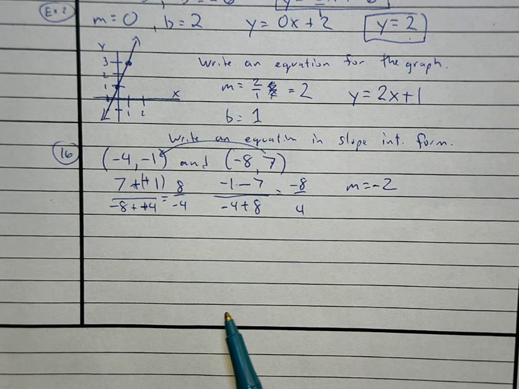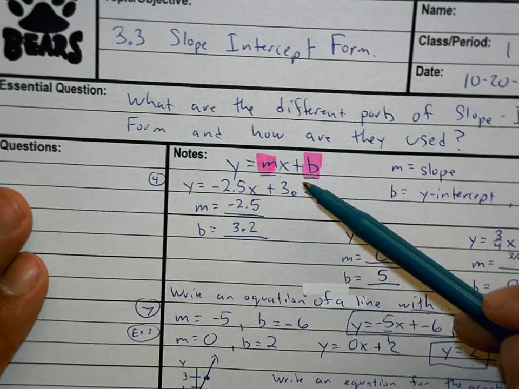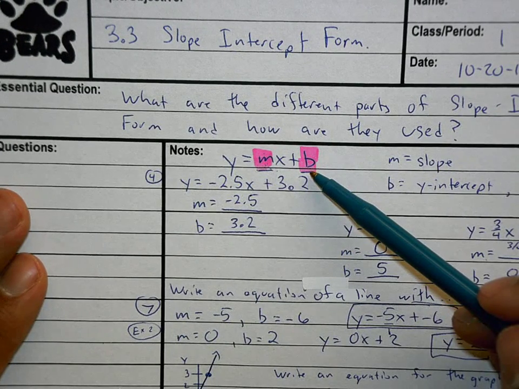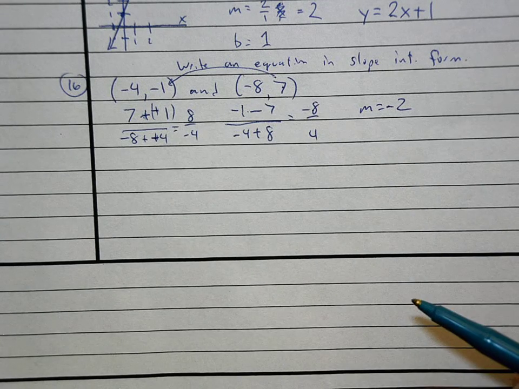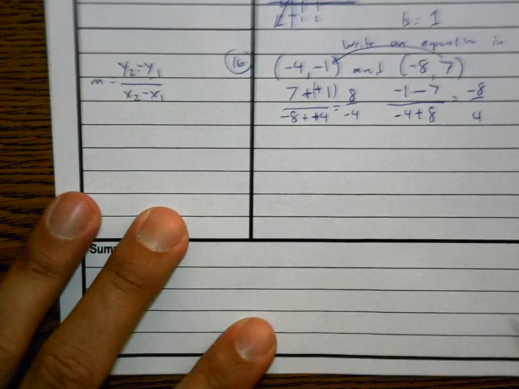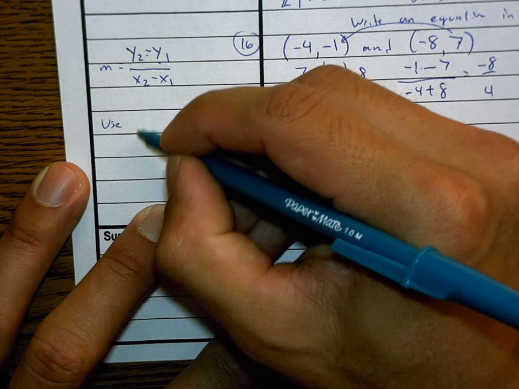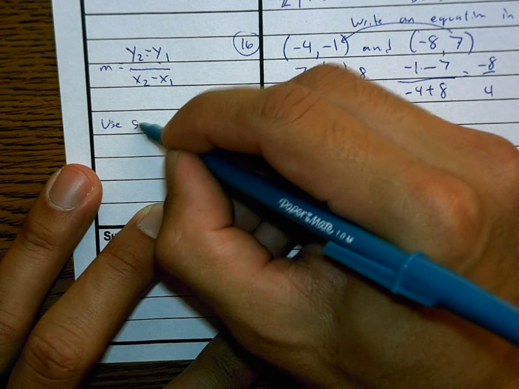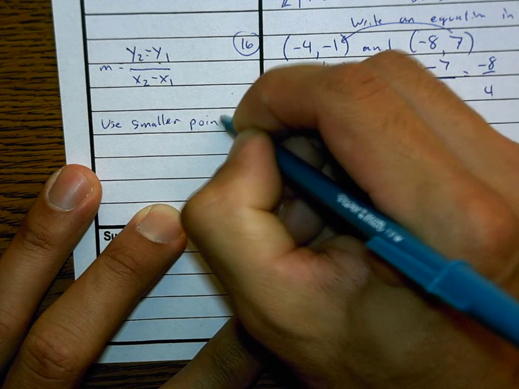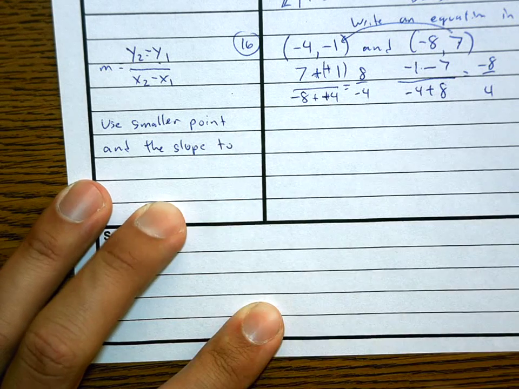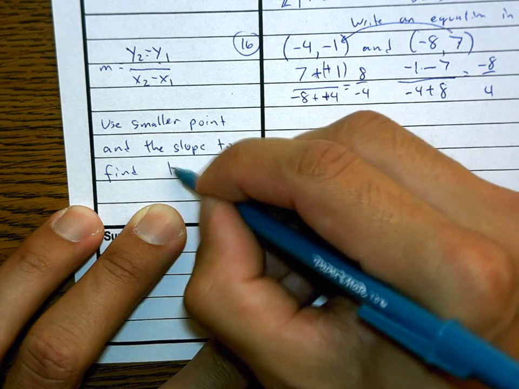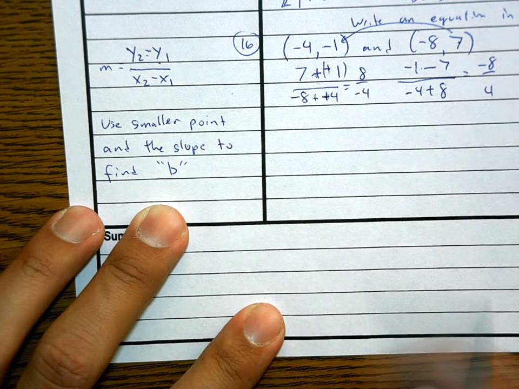No. So we have half of what we need. We have to have two things. We have to have the m and we have to have a b. If you do not have the b, you're going to need to find the b. How do we find the b? You use 1 point to find the b. I'm going to write that off to the side. Use the smaller point and the slope to find b.